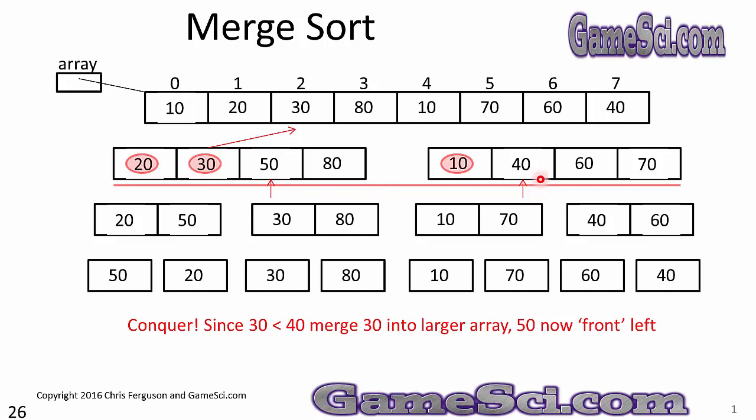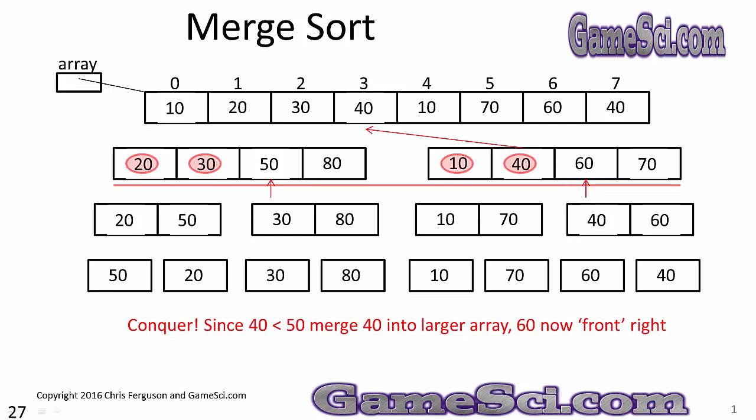And this arrow over here says 40 is the front of the right side of the array. So the next comparison has to be between 50 and 40. And of course, in the conquer phase, since 40 is less than 50, we're going to merge the 40 next into the larger array. Notice how the arrow moved on this side. 60 is now the front of the right-hand side of the array.